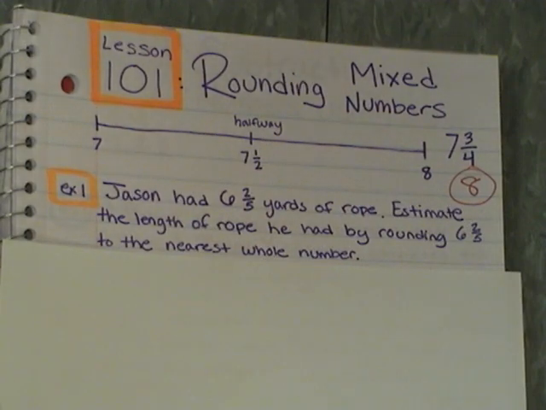Jason had 6 2/5 yards of rope. Estimate the length of rope he had by rounding 6 2/5 to the nearest whole number. I didn't draw a number line for this, but again, try and think of the halfway mark. Look at your denominator. See that it's a 5. Find your halfway, and then keep going.